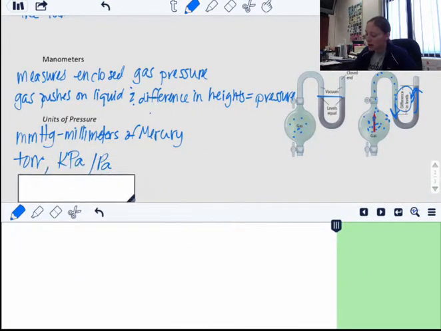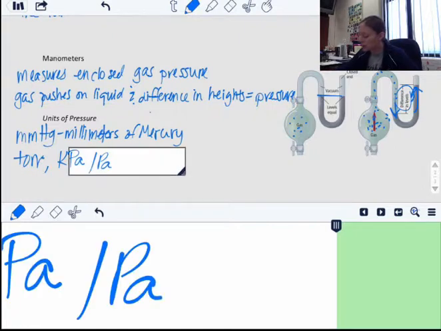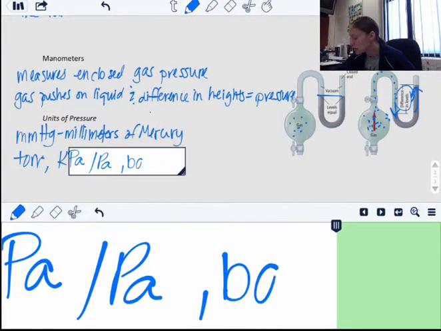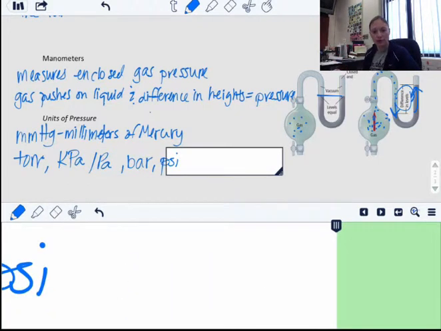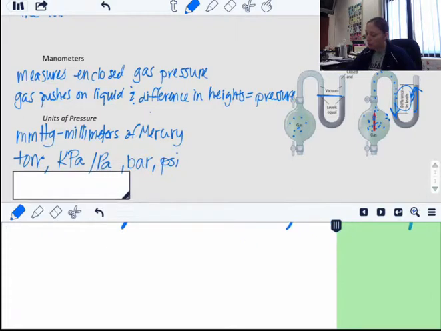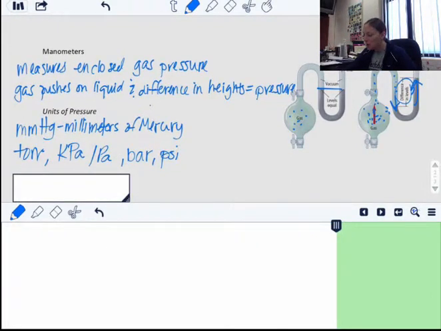If you think of a little more common units, you can also measure in things like bars or PSI. PSI is probably the most common one we have around here. We tend not to measure in those for chemistry. We tend to go more with the torrs and millimeters of mercury.